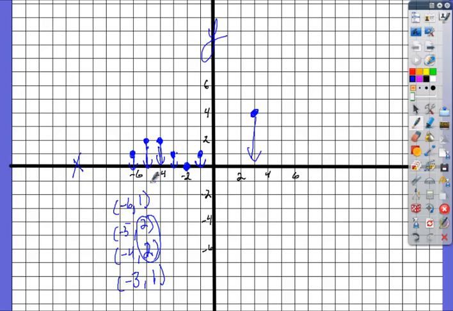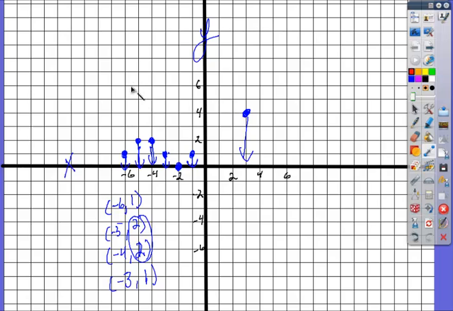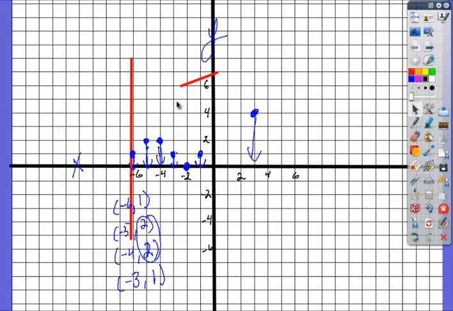And so what I'm looking for is called the vertical line test. If I were to take a vertical line, say, like that, and I move it anywhere on the graph, this line will only touch the graph one time. So anywhere I move this, I only have one dot touching it, so that makes this a function.